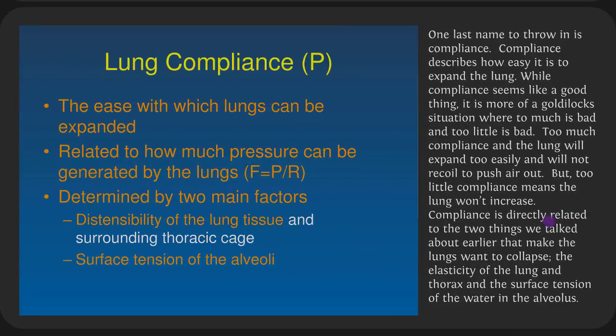One last name to throw in there, unfortunately, is compliance. Compliance describes how easy it is to expand the lung. While compliance seems like a good thing, it's more of a Goldilocks situation where too much is bad and too little is bad. Too much compliance and the lung will expand too easily and will not recoil to push air out. But too little compliance means the lung won't increase. It'll be stiff. So compliance is directly related to the two things we talked about earlier that make the lungs want to collapse: the elasticity of the lungs and the thorax, and the surface tension of the water in the alveolus.